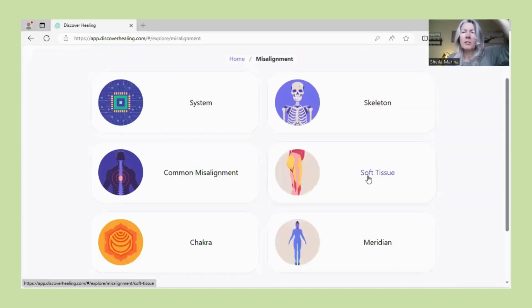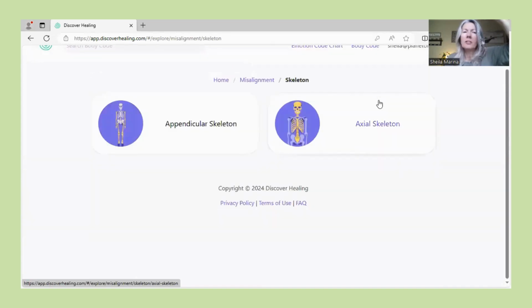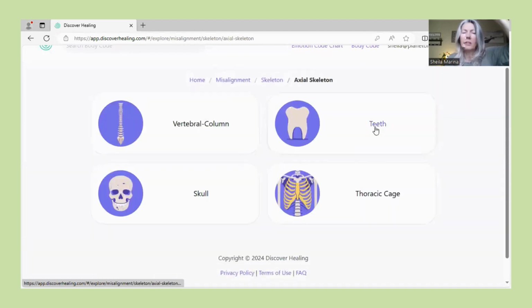And this misalignment, is this on the left side of the chart? No. On the right side of the chart, does this have to do with the skeleton? Yes, it has to do with the skeleton. And is this the appendicular skeleton? It's the axial skeleton. Is it in the vertebral column? No. Is it in the skull? Yes, it's in the skull.